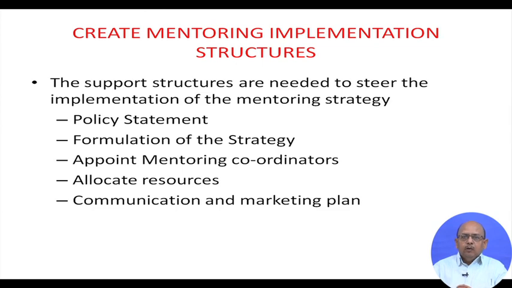And then you also go for communicating and marketing this. It means, once you have decided that yes, you are going to introduce a mentoring program and you have developed a structure and policy statement, then you are going to make it formal. It means that you are going to communicate it in the organization that yes, we are going to introduce a mentoring program, and those of you who are interested to become mentors and mentees are there, and they can apply for this program, and then we will go for a structured mentoring program.